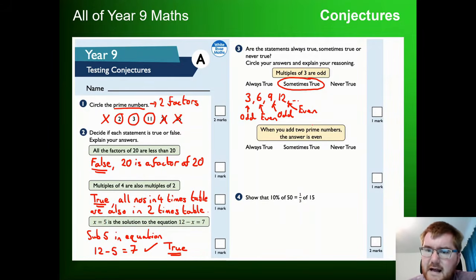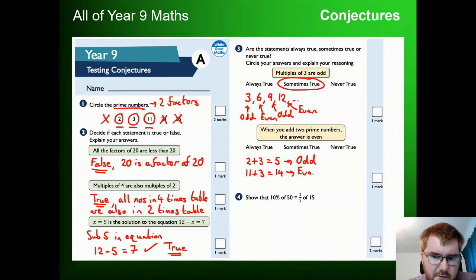And next one here, when you add 2 prime numbers, the answer is even. Okay, let's have a look at that. So if we just take the numbers we've got here, actually, 2, 3, and 11, let's test that out. So 2 plus 3 is equal to 5. Well, that's odd. 11 plus 3 is equal to 14. That's going to be even.